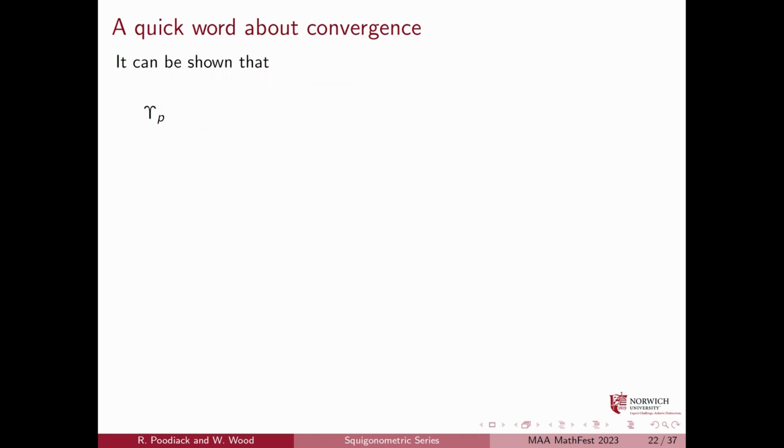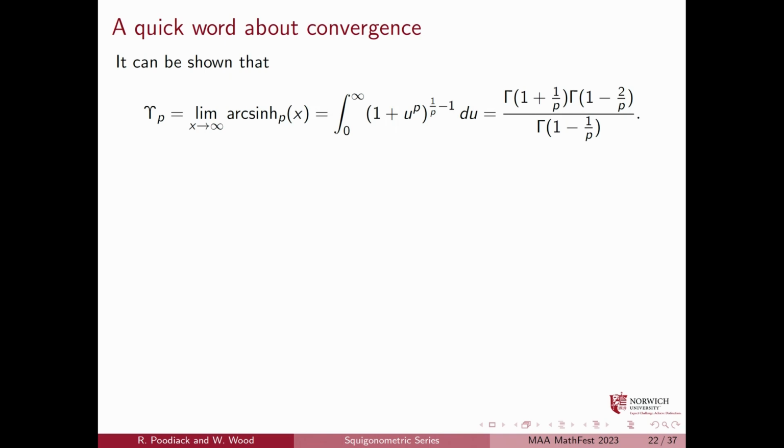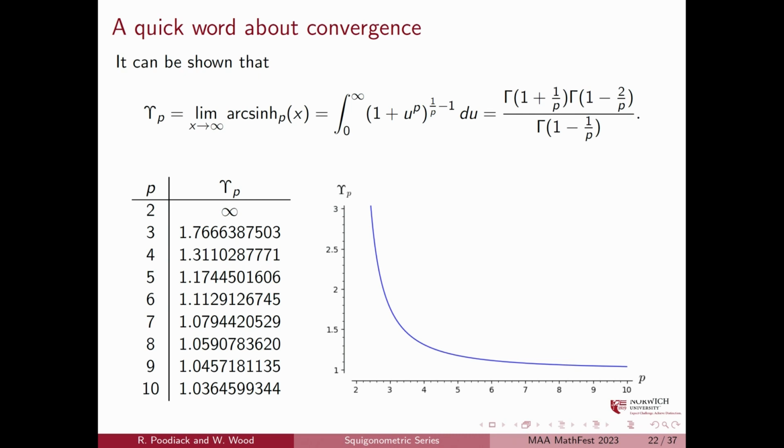And so it can be shown that epsilon p is, keep in mind, if it's a vertical asymptote for the sinh, it would be a horizontal asymptote for the inverse function. And so we can show that we end up with this integral. So we get a ratio of gamma functions, but if you graph these out, for 2 you get infinity, which makes sense, and we just press on toward 1 as we go. And you can show that it goes to exactly 1 in the limit.